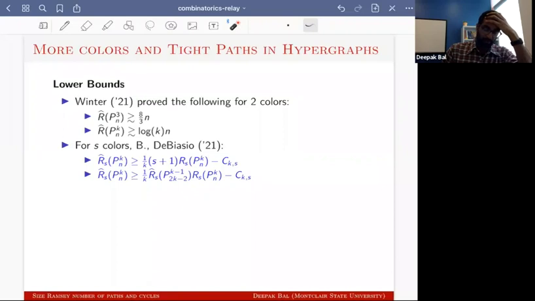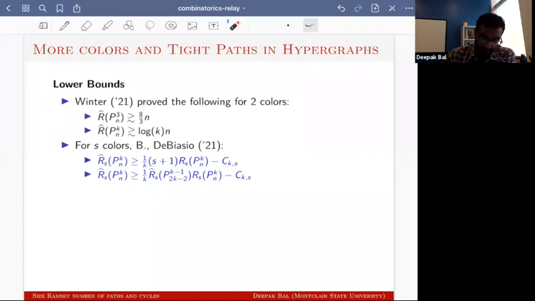So we can show that the S color size Ramsey number is bounded below by 1/k. Basically, we can replace this S plus 1 with a different size Ramsey number, a size Ramsey number of a fixed length tight path.